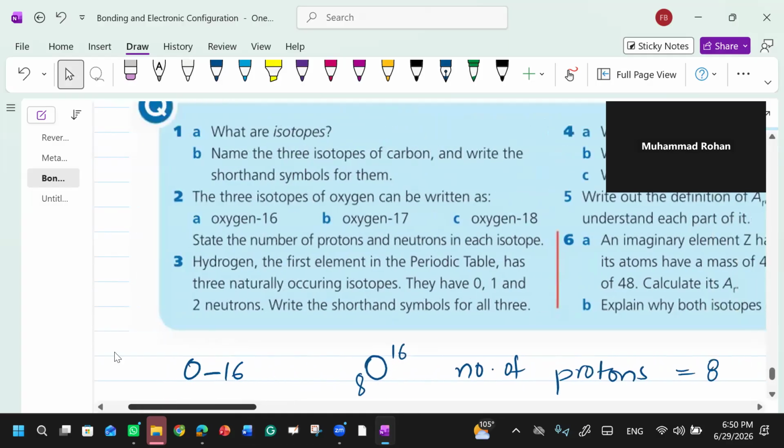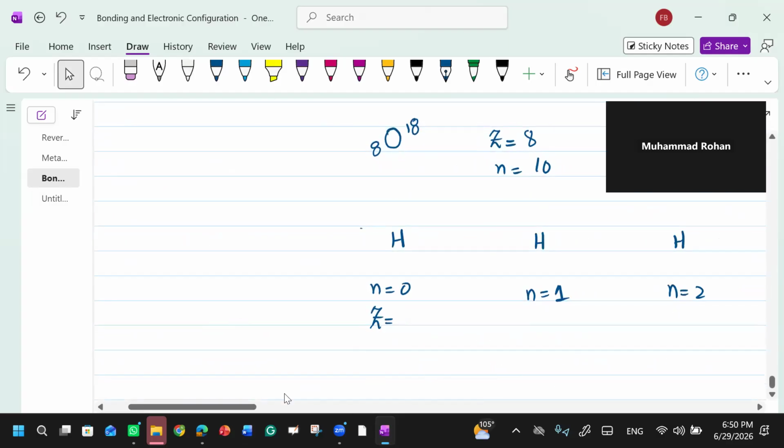They have mentioned hydrogen is the first element in the periodic table. It has three naturally occurring isotopes. They have 0, 1 and 2 neutrons. Okay, so there are three isotopes. One isotope has 0 neutrons, the other one has 1 neutron, and the last one will have 2 neutrons. So 0, 1 and 2, I have mentioned these.